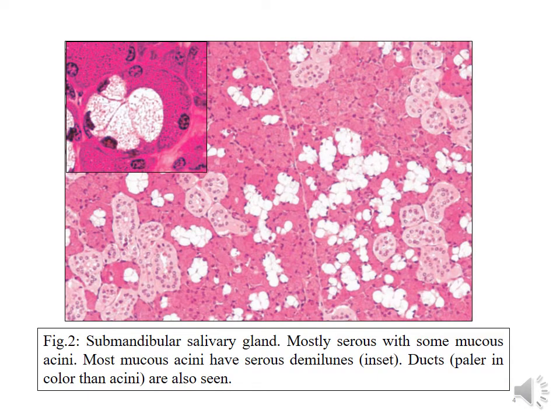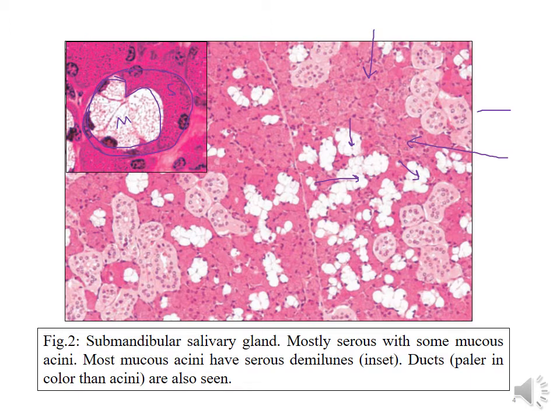The submandibular salivary gland. Here mostly we have serous acini. All these are serous acini. In addition, we have some mucous acini. Those that have no color or are white in color, these are mucous acini. But actually, most of these mucous acini are mixed with serous demilunes. So here we have an acinus. This part here, the colorless part, this is the mucus cells, and this crescent-shaped part is the serous demilune.